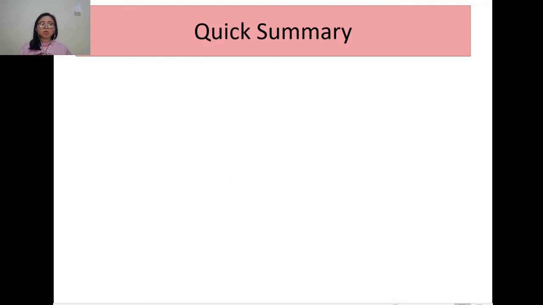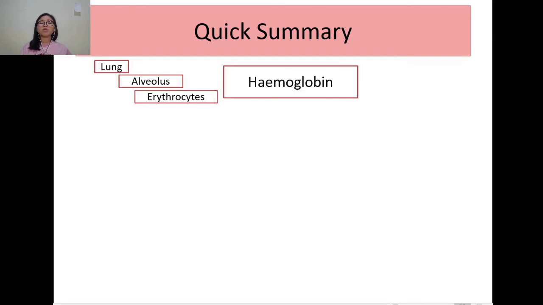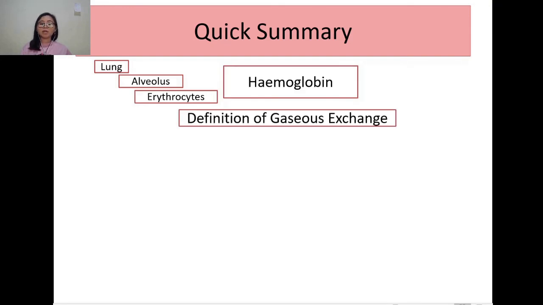So just a quick summary of what we've done in the video today. It is quite a long video, and I thank you for staying this long. We look at the structure of the lung. We look at the structure of the alveolus. We look at the structure of erythrocytes. And then we talk about the structure of hemoglobin. And then we gave the definition of gaseous exchange, and I also talk about what is partial pressure in this part of the video.